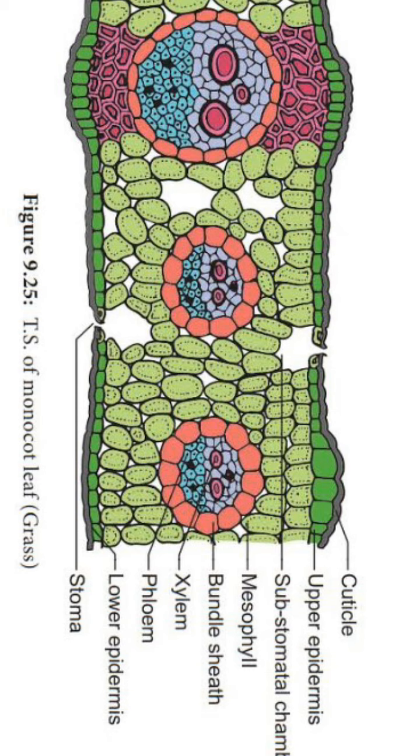In an isobilateral leaf, the stomata are present on both surfaces of the epidermis, and the mesophyll is not differentiated into palisade and spongy parenchyma. Is this point clear?